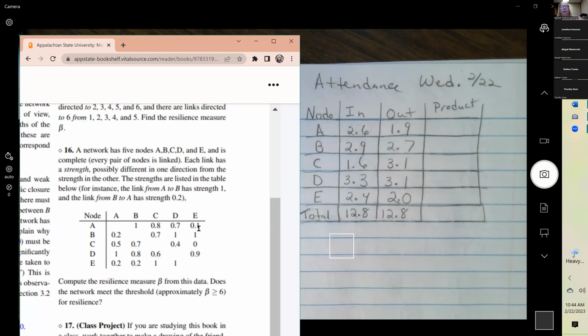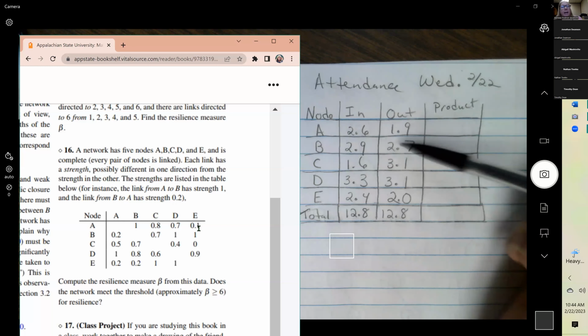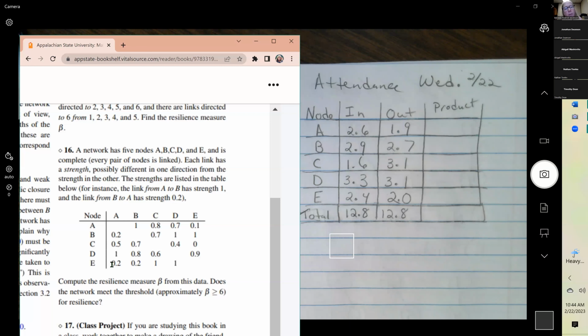So for the out column, we just added down because this is going out. Because it would be B to A. So then going down is out. And then just multiply across.